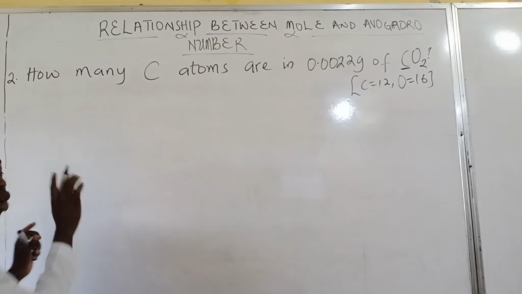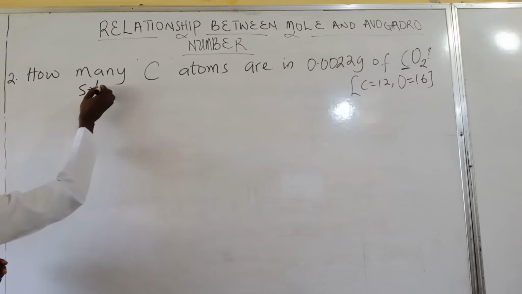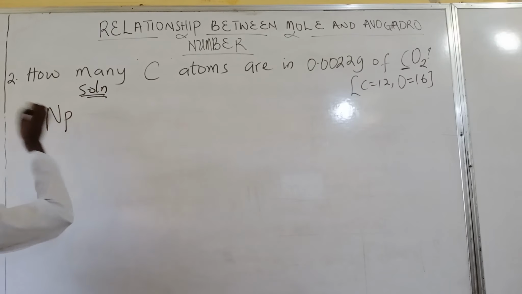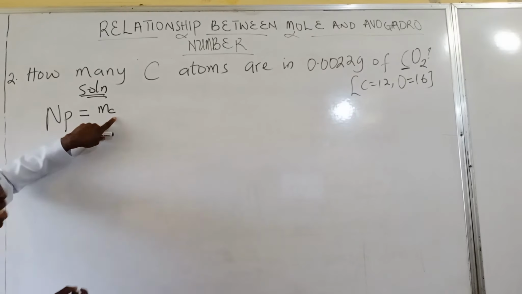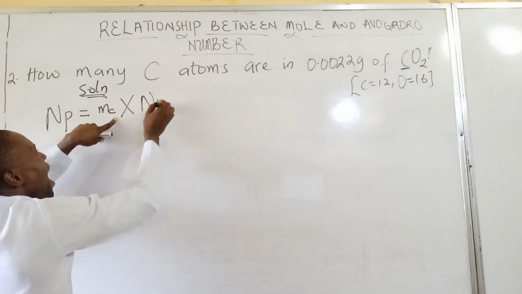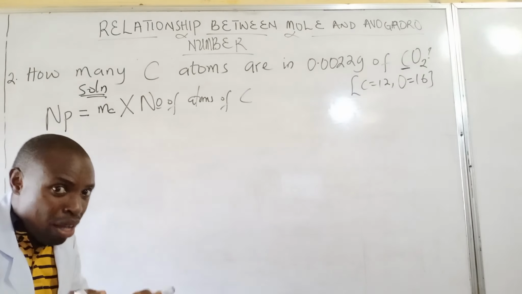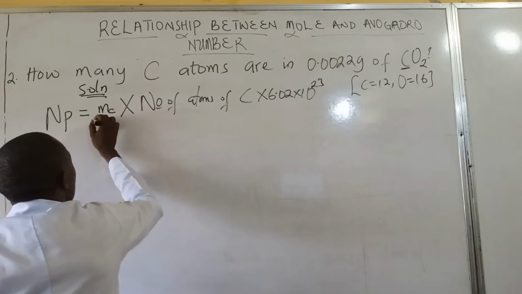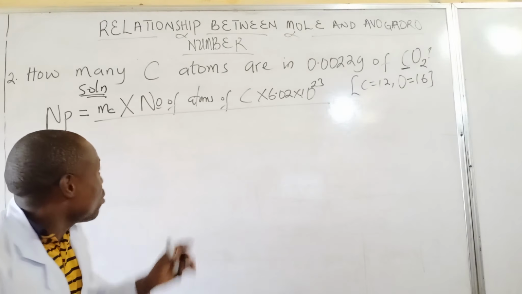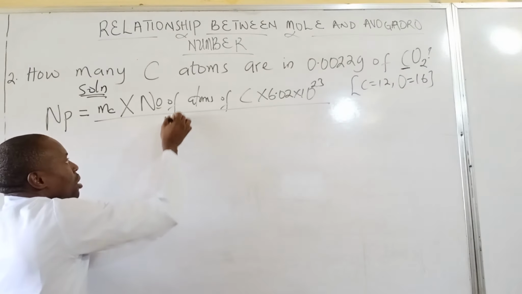The formula is a shortcut. I don't want to solve it in the long process. The number of particles Np is equal to the mass of the compound, Mc, multiplied by the number of atoms of carbon (it can be any element in a particular compound, just take note), multiplied by 6.02 times 10 raised to the power 23, over the molar mass, capital M, of the compound.